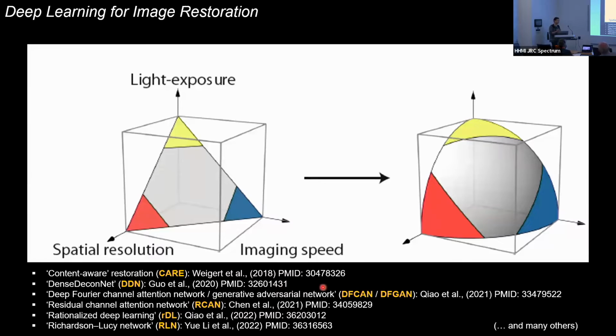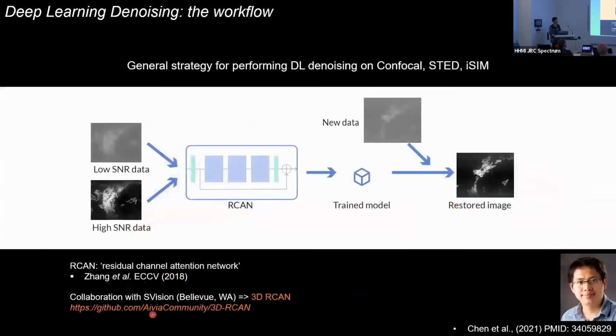And my senior lab mate during my PhD period, named Dong Li, previously also a postdoc in Eric Betzig's lab here, invented the DFCAN and DFGAN in this field. And more recently, he named this rationalized deep learning. So there are all different kinds of imaging neural networks in this field to improve the progress.